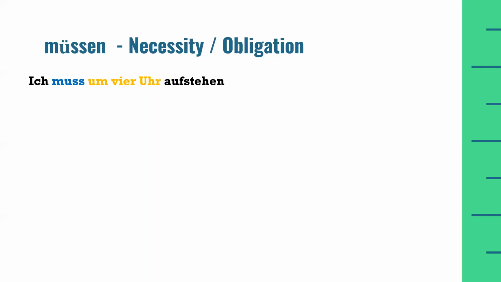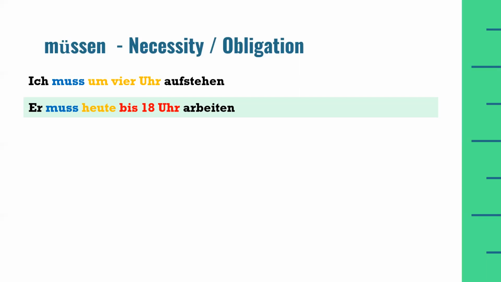If we look at the sentence structure, we have used ich, which is the subject of the sentence. And at the second position, we have used the müssen verb and we have conjugated it according to the subject ich. So müssen becomes muss. Then comes 4 Uhr, at 4 o'clock. And at the last position, we have used the separable verb aufstehen, which means to get up.